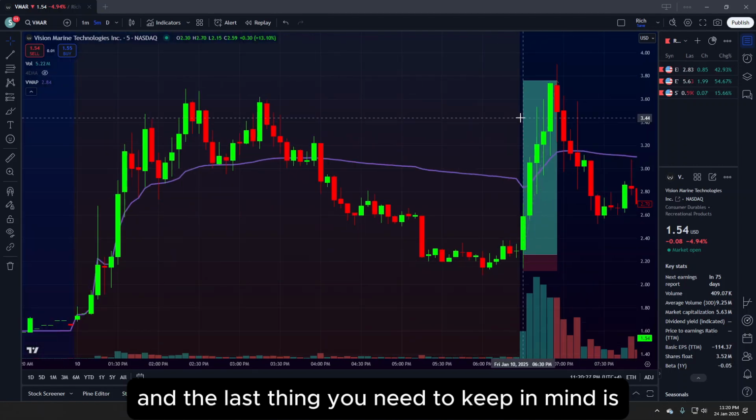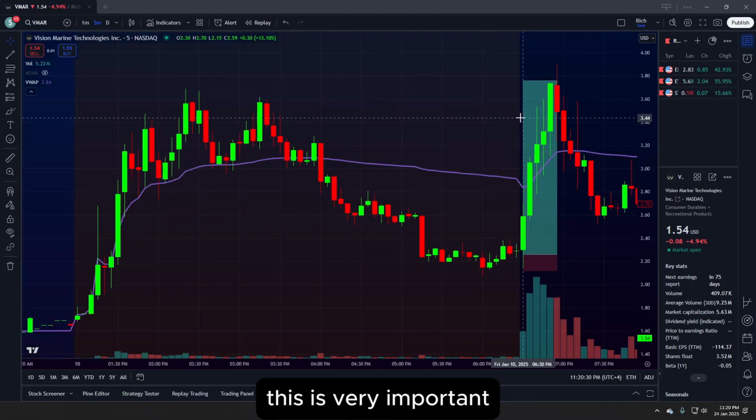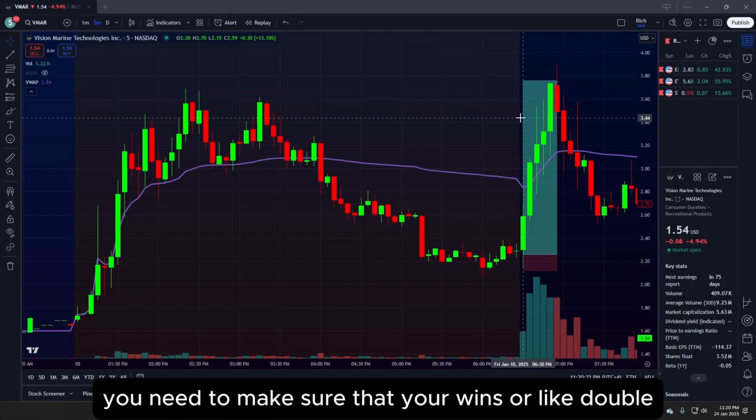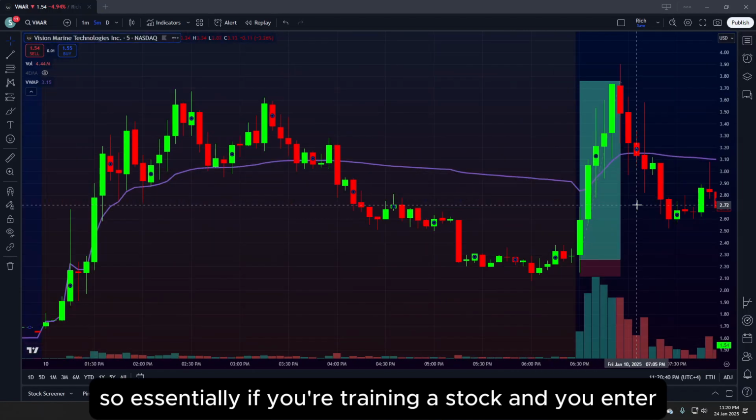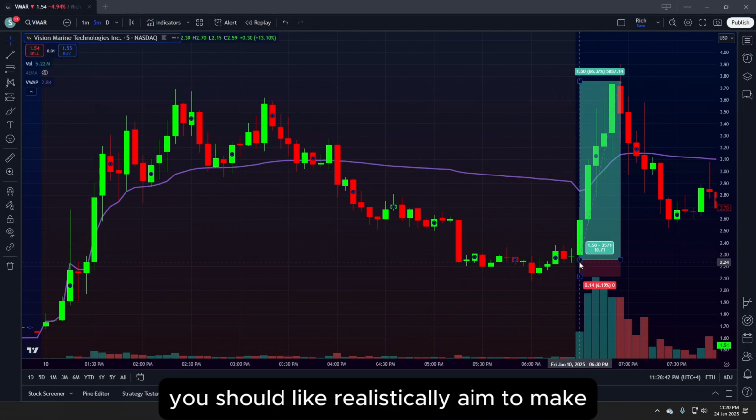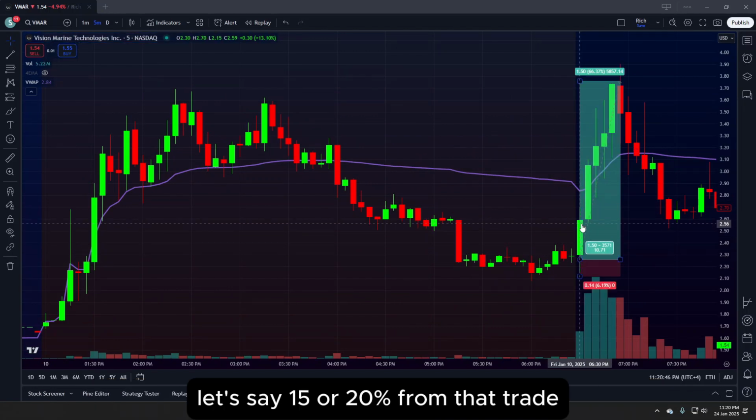And the last thing you need to keep in mind is, this is very important. You need to make sure that your wins are like double, triple, quadruple, like 5 times your losses. So essentially, if you're trading a stock and you enter, you should realistically aim to make, let's say, 15 or 20% from that trade.